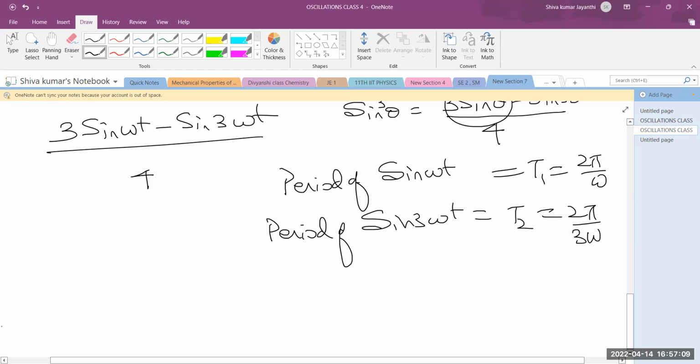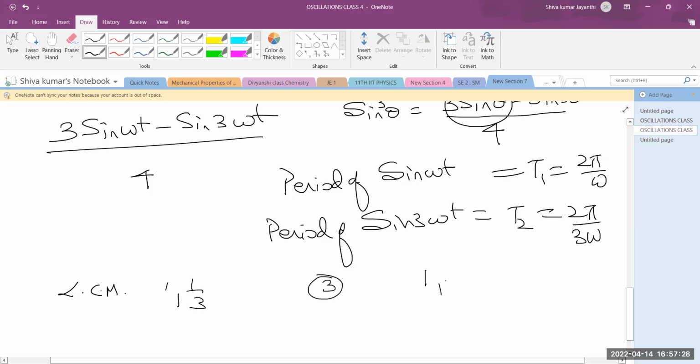So how do you take the LCM? If you remember the LCM method I told you. Between which numbers do you have to take the LCM? 1 and 1 by 3 you have to take the LCM of. What is the LCM of 1 and 1 by 3? 3. Yes or no?